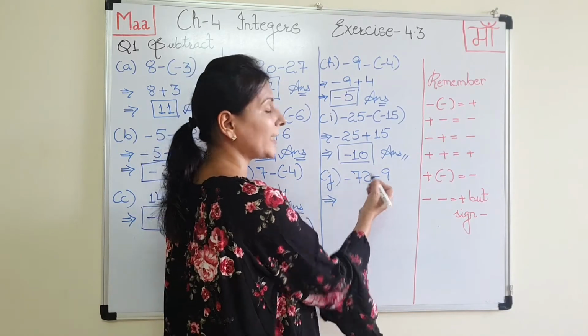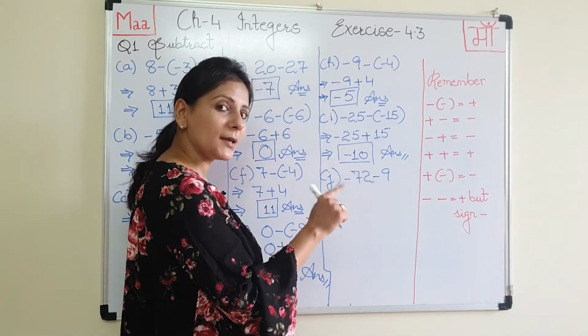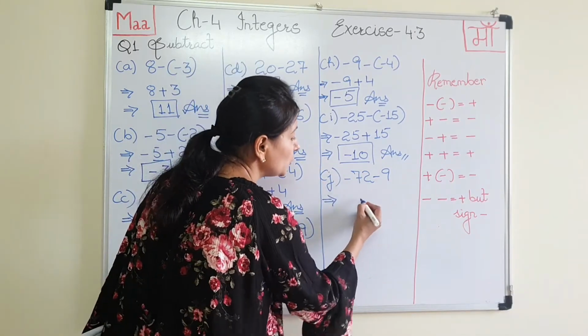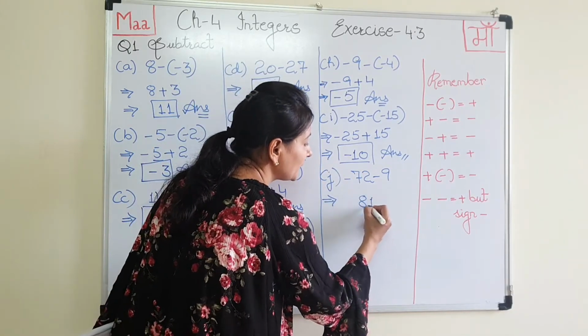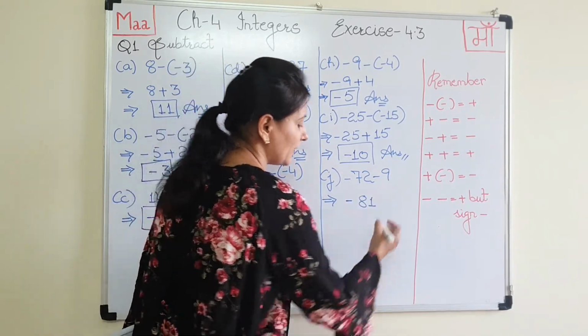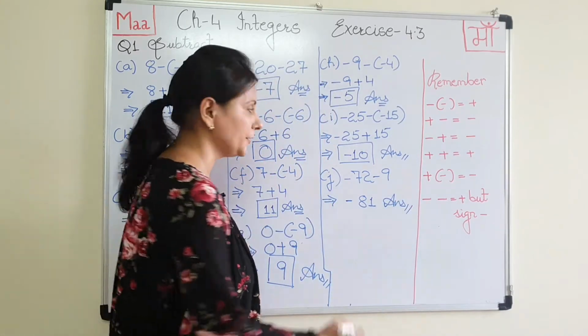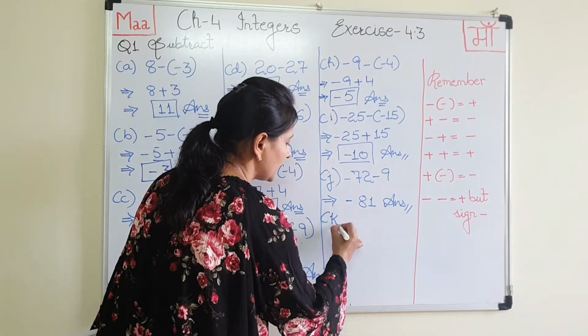सो 72 एंड 9 को जब आप ऐड करोगे, हमें करना इसको ऐड है लेकिन फाइनल आंसर के आगे माइनस का साइन लगेगा. So when you will add it, you will get what? You will get number 81 and minus 81 will come here. Okay, understood?